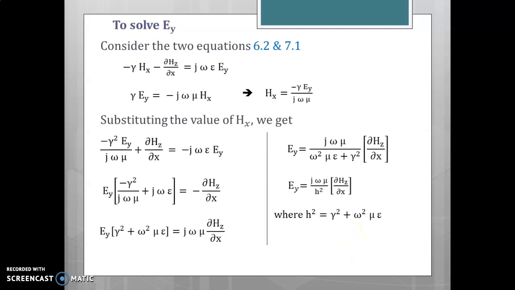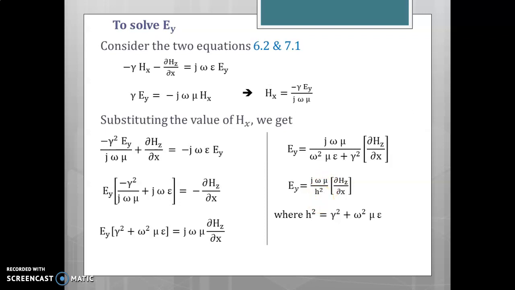And to solve for Ey, pick the terms which contain the Ey component. So you will be getting equation 6.2 and 7.1. From this equation you take Hx is equal to minus gamma Ey divided by j omega mu, and substitute this Hx in the first equation, group the terms, take the LCM, and finally you will get Ey is equal to j omega mu by h square dou Hz by dou x.